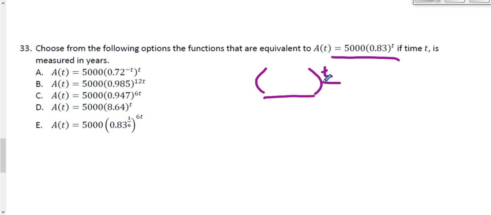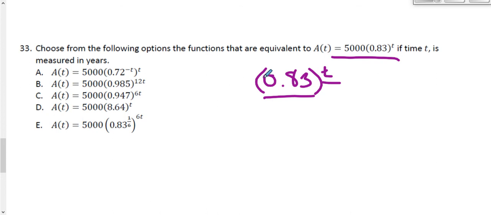The number inside should be 0.83, and it should equal exactly 0.83. If t is by itself outside, and the number inside is not 0.83, then it's not equivalent. So I'm going to rewrite some of these so we can see what they're going to be equivalent to. If we start with option A, 5,000, same number up front, 0.72 to the negative t and to the t power.